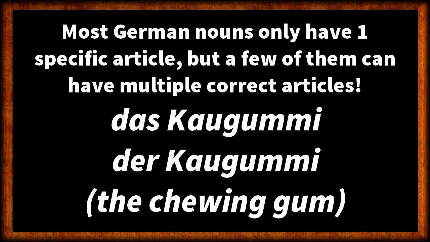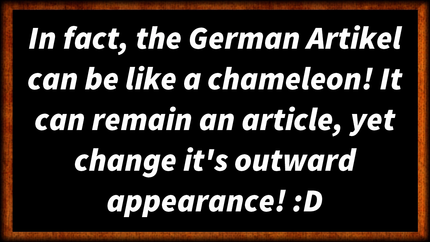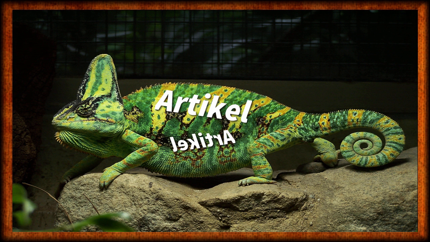There are some German nouns which can even have multiple articles. Das Kaugummi or der Kaugummi. Both are correct. However, try to learn vocabulary together with the article. That will make things way easier. But you know, articles aren't stiff things engraved into stone, and you can't change them. No, they can be inflected, flektiert, that would be in German, depending on the grammatical context of a sentence. So you see, the German article can be very vivid and alive and cute creatures in your everyday life.